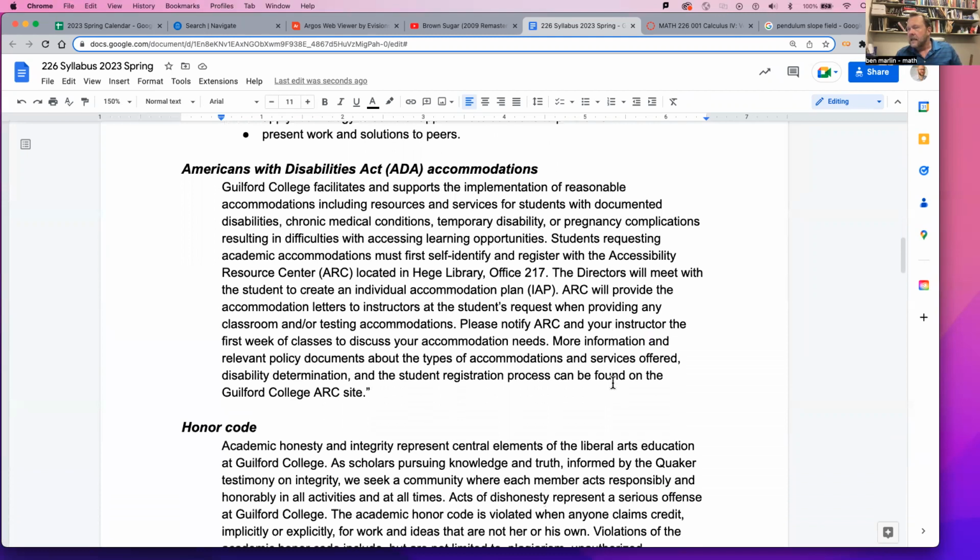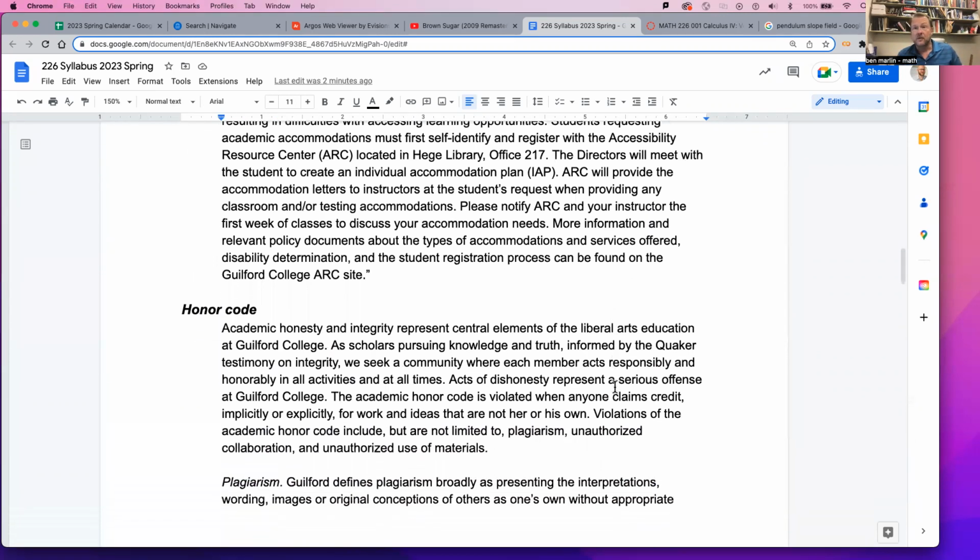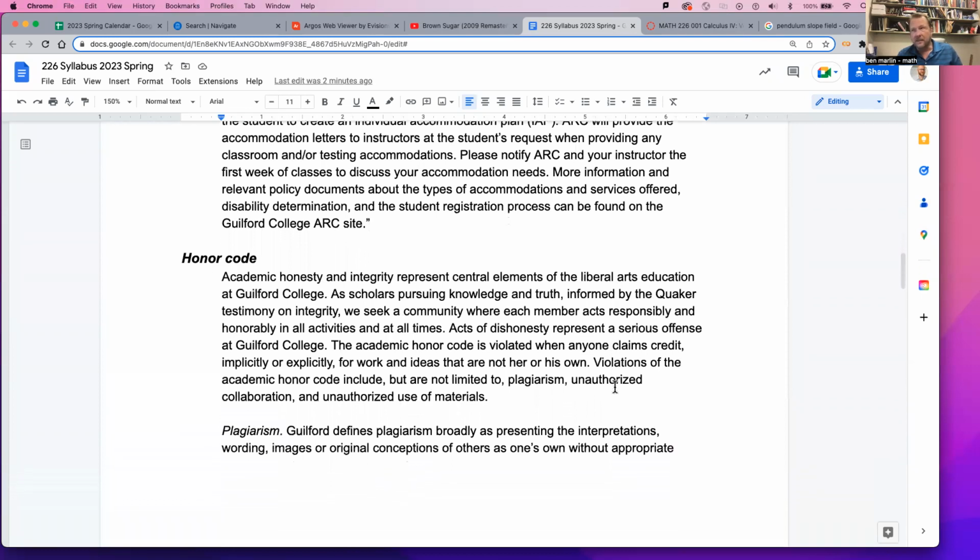The ADA accommodations: if you need anything figured out, talk to me as early as possible. This is usually pretty easy to accommodate, but especially if it requires some forethought, let me know about it. Whatever needs to be figured out, we'll figure it out. So talk to me as soon as possible. Don't put it off until the exam.